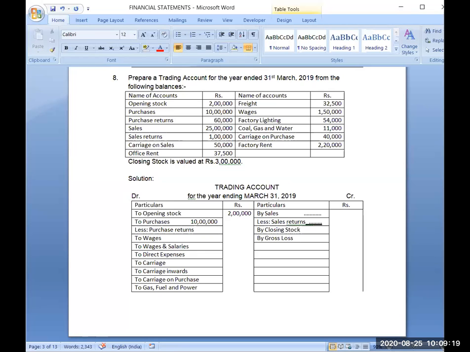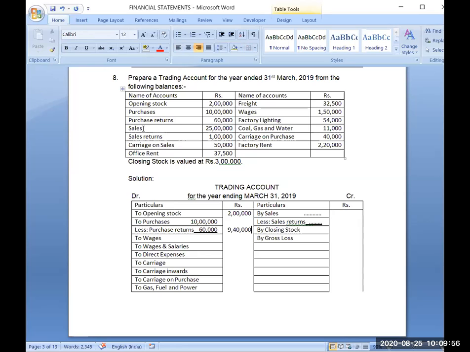Now, purchase return is 60,000, so I will write here 60,000. So purchase return will be deducted from purchases. That's why both amounts have been written in the inner column. Now the final amount after subtraction will come here. It will be 9,40,000. So this is the way of presenting purchase minus purchase return. And sometimes what students do, they don't draw this line. So you have to draw this line also.